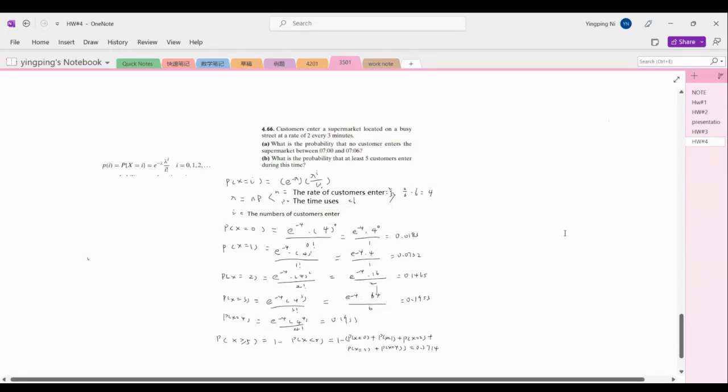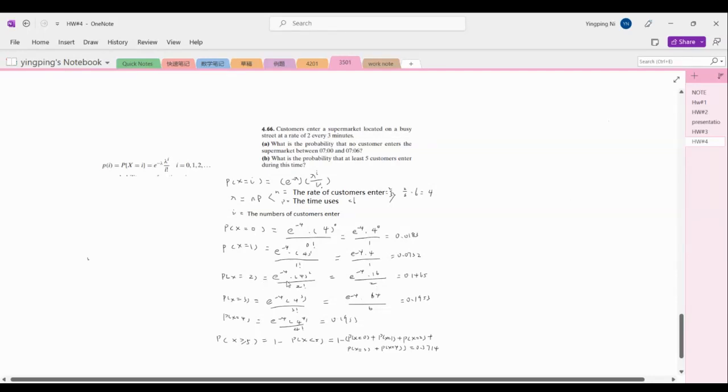So for question A, we find the probability of no customers, so P(x = 0) equals e to the negative 4 power times 4 to the 0 power over 0 factorial. So the answer is 0.0183. And for question B, what's the probability that at least 5 customers enter during this time?